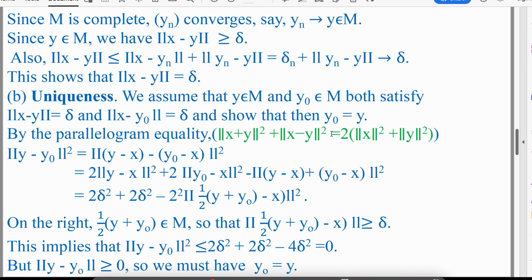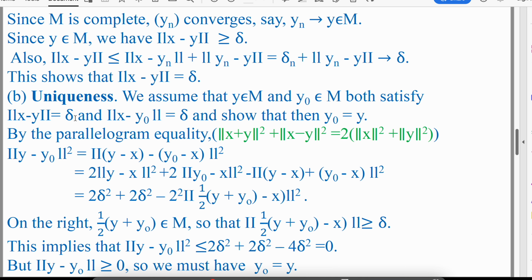Because this is x minus y, shift this to this side: twice norm x square plus norm y square minus norm x plus y whole square. In place of x we have y minus x, in place of y we have y naught minus x. So it is twice norm x square, twice norm y square, minus norm x plus y whole square. So in place of x we have y minus x, and in place of y we have y naught minus x. So we have made use of the parallelogram equality here.